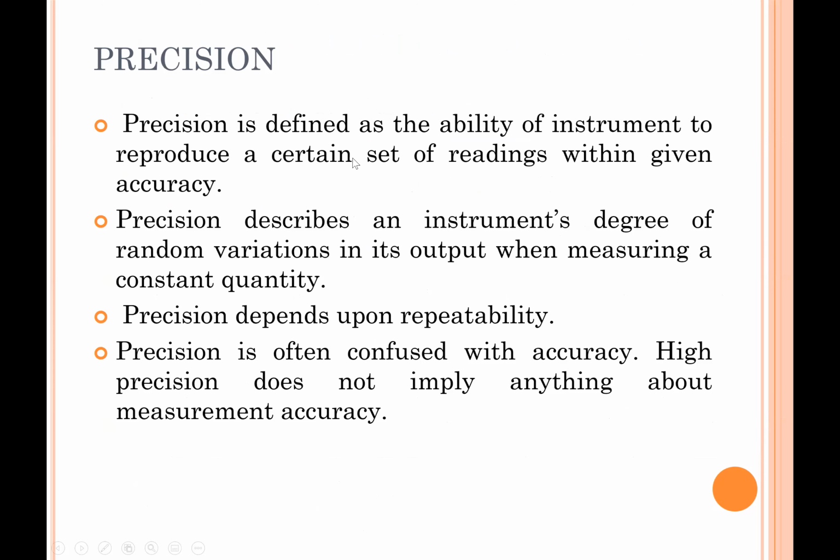Then another thing very similar to accuracy we have is precision. Precision is defined as the stability of the instrument, the ability of the instrument to reproduce a certain set of readings within a given accuracy. Precision describes an instrument's degree of random variations in its output when measuring a constant quantity. Now, accuracy तो हो गया कि actual जो value है उसके close कितना है value, towards the true value. Precision का मतलब है कि same set of readings को reproduce करने की ability कितनी है इंस्ट्रूमेंट में.